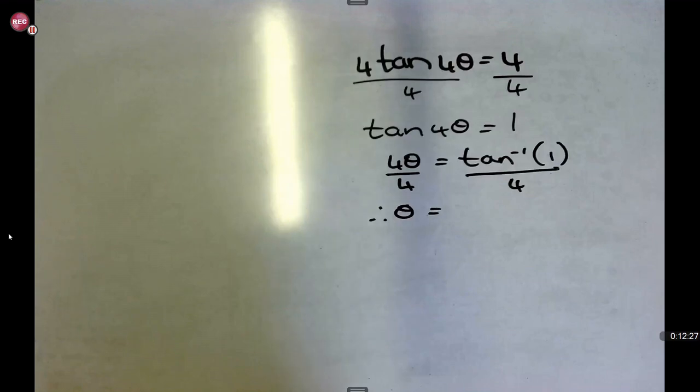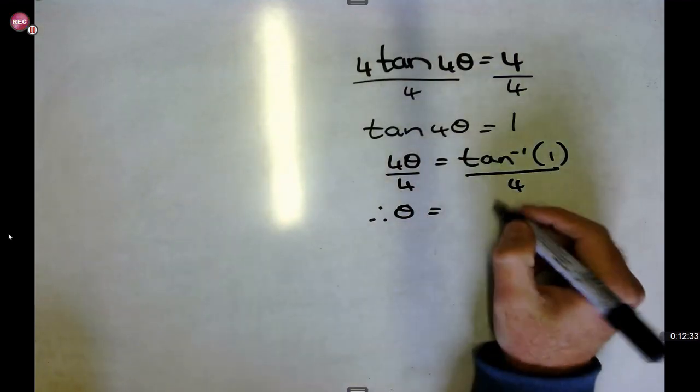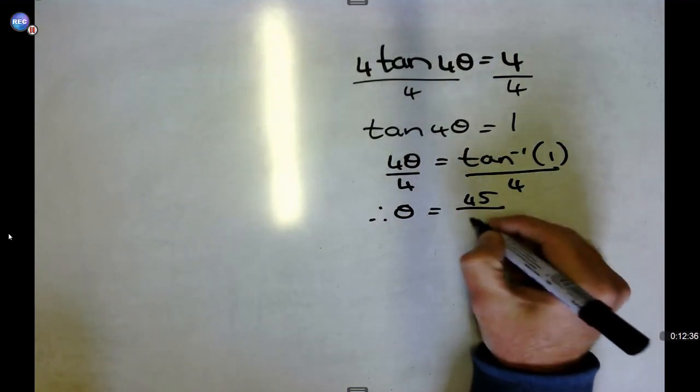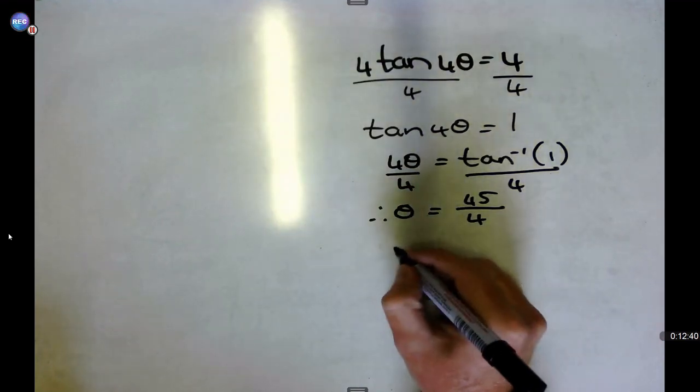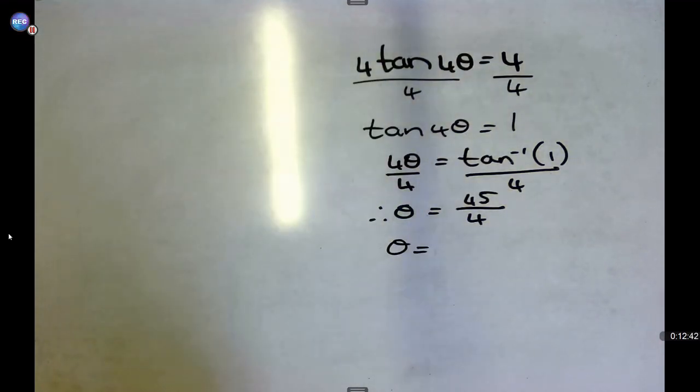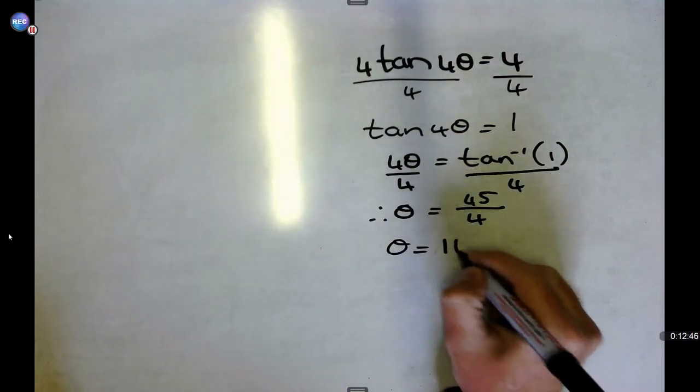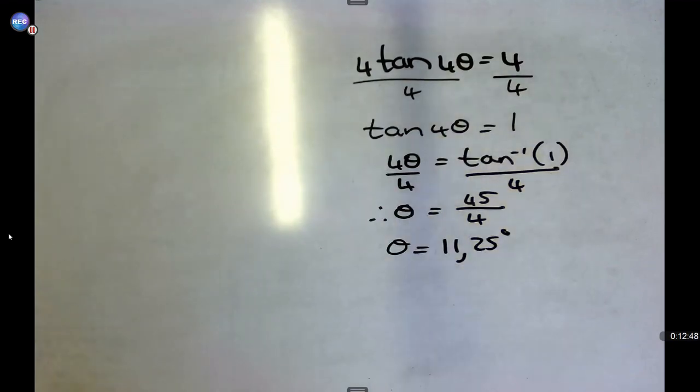So, if we say shift tan, there's 1 in it, so it will be 45 over 4, which means that you will get a decimal answer. So 45 divided by 4, and that gives you 11,25 degrees. Okay, next question.